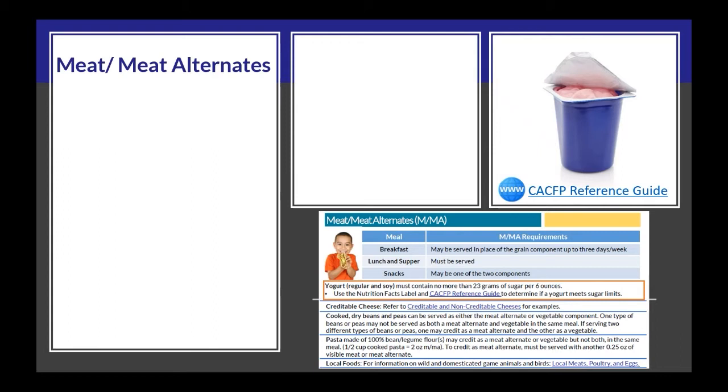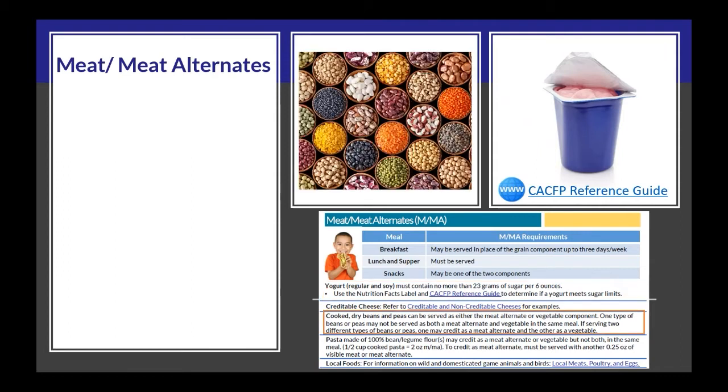The next 2 points were discussed in last Tuesday Talks webinar, so we'll briefly cover them again today. Cooked dry beans and peas, or legumes such as pinto, kidney, or black beans, can credit as a meat alternate or as a vegetable in the CACFP, but not as both components in the same meal. However, if you are serving 2 different types of beans or peas, one may credit as a meat alternate and the other may credit as a vegetable.